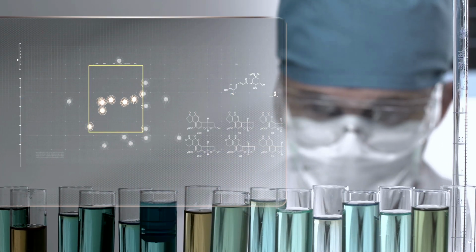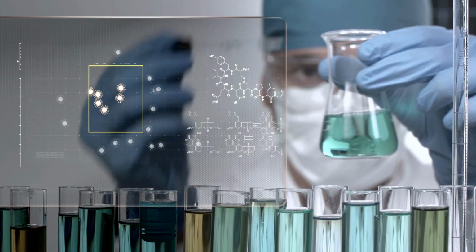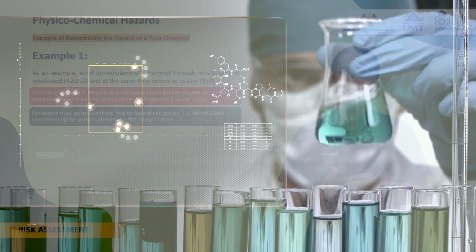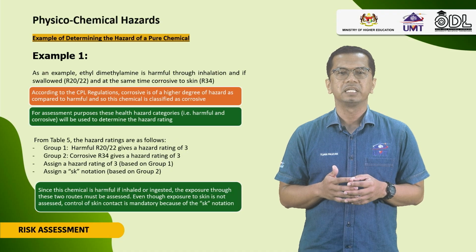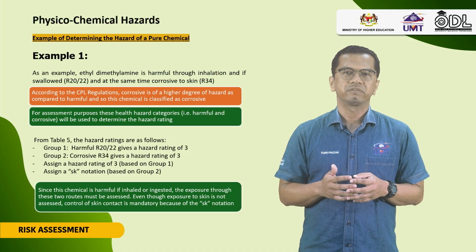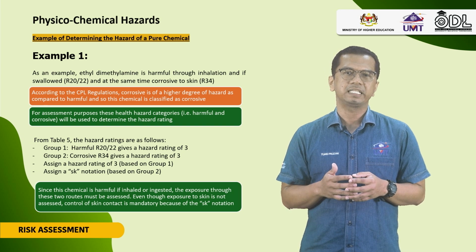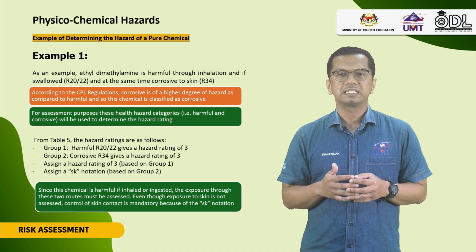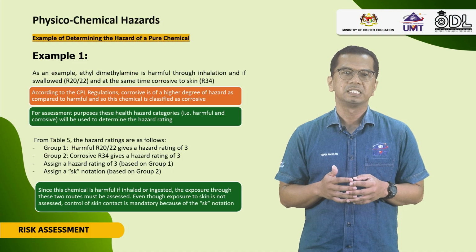For assessment, both harmful and corrosive effects must be considered under Group 1 and Group 2 hazard categories. A hazard rating of 3 is assigned from Group 1, and an SK notation is added due to skin corrosivity from Group 2. Even though skin exposure isn't assessed for hazard rating, it must still be controlled because of the SK notation. Now, let's examine how to determine the hazard rating for a chemical preparation.